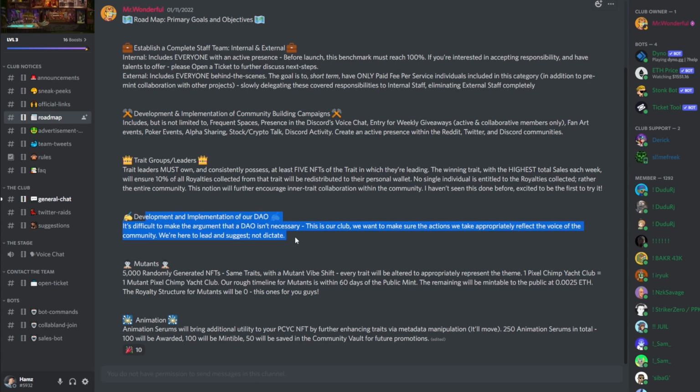Then we have some other great stuff like mutants and animations, and these are the good stuff. 5,000 randomly generated NFTs, same traits with a mutant vibe shift. Every trait will be altered to approximately represent the theme. 1 Pixel Chimp Yak Club equals 1 Mutant Pixel Chimp Yak Club. So if you guys don't understand, once you have a Chimp Yak Club, it will equal 1 Mutant Pixel Chimp Yak Club. So you can get a mutant as well.